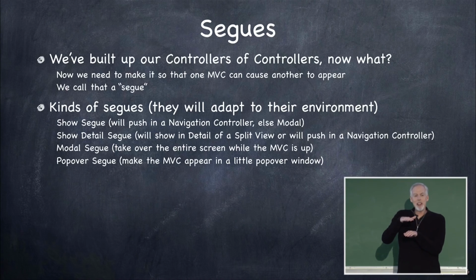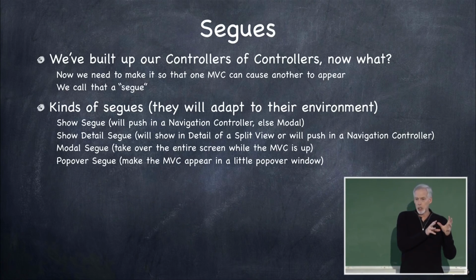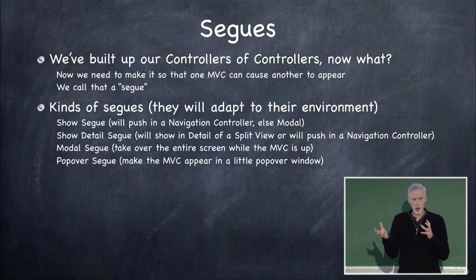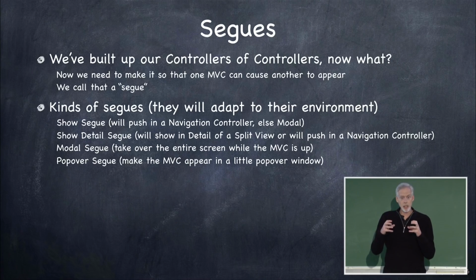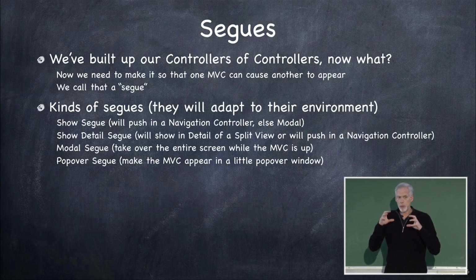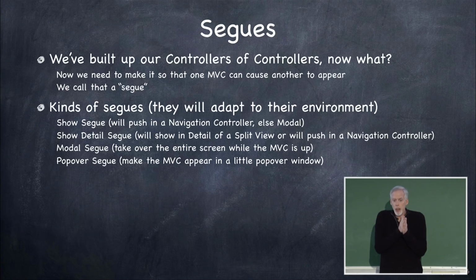And then show detail is if you have a split view, and something happens in the master and you want to show a different MVC in the detail. Show detail, that's the detail of a split view. Show detail also works in a navigation controller. So if you do show detail, it's really the same as show in a navigation controller, unless that navigation controller is inside of a split view. Show and show detail would be the same, but if a navigation controller is inside a split view, then show means show it in the navigation controller, and show detail means show it in the split view controller, right?